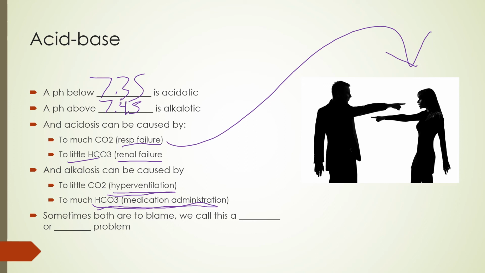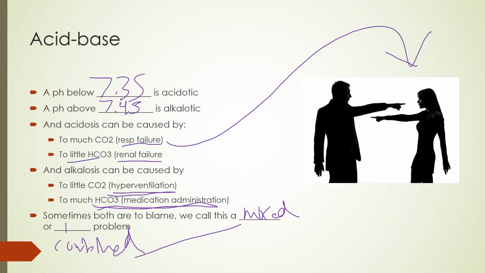Sometimes both are to blame, right, as far as respiratory and metabolic, and we just covered this in the last screen. This is called a mixed or combined, and you can invert those, right? Either one can go in those blanks there. Combined problem. So it could be mixed or combined acidosis, or mixed or combined alkalosis.